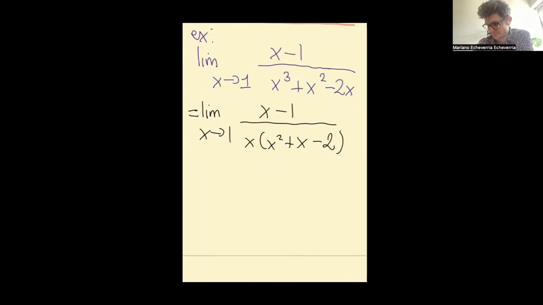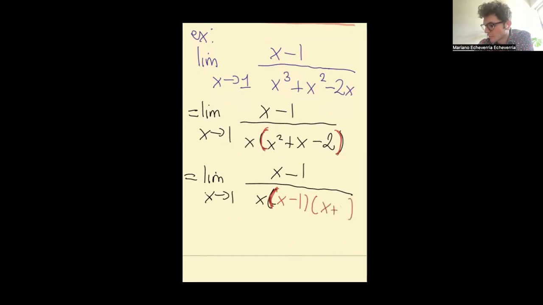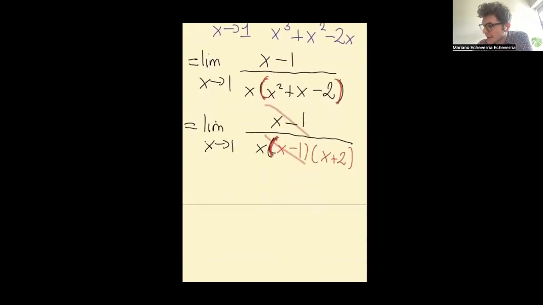So you can, let me write it with a different color. So you can factorize this polynomial as x minus one times x plus two. Okay, and this miraculous term x minus one appears in the denominator now, so you can cancel it. Now you just get one in the numerator, and in the denominator you get x and x plus two.